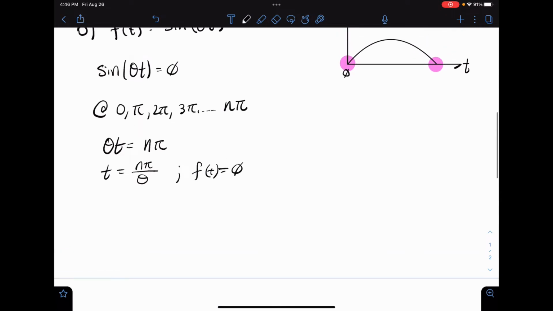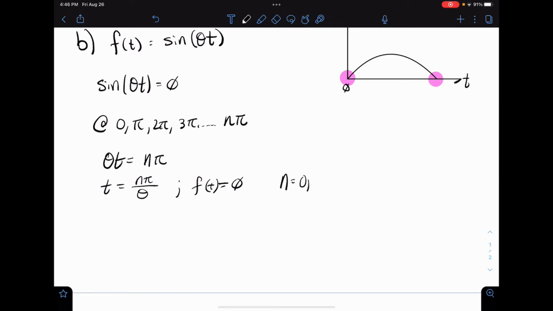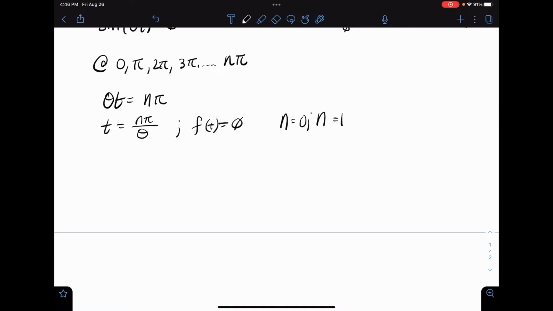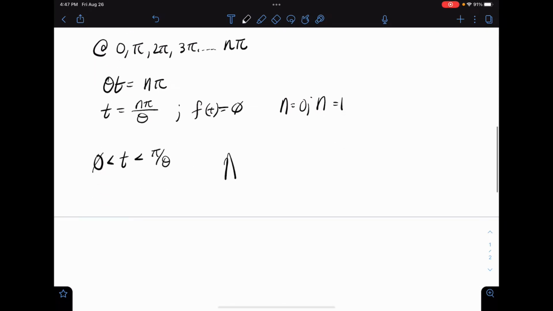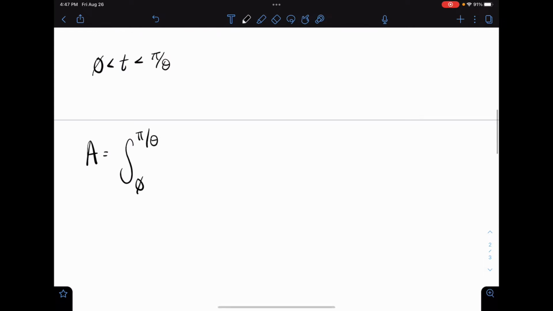We're only going once, so we know that we're only using n equals 0 and n equals 1, because we just have 2 intersections here. So we're going from 0, technically 0 pi over theta, all the way to pi over theta. And these are going to be our limits, and we're going to be using the area equals the integral from 0 to pi over theta of sine of theta t dt.